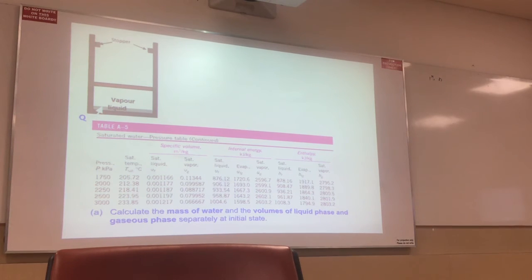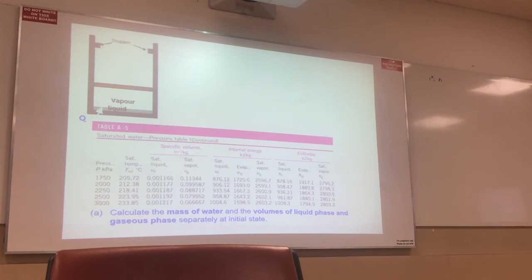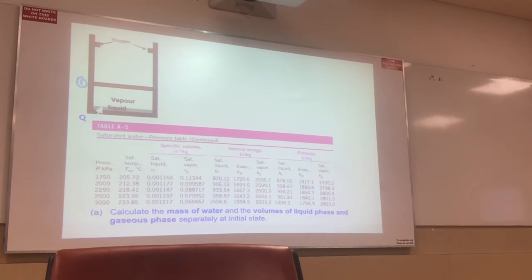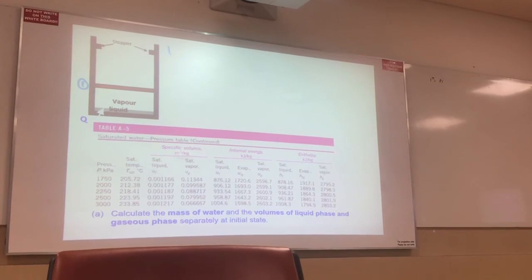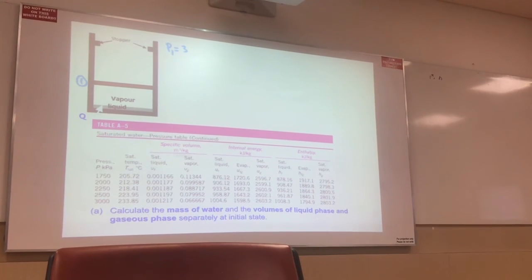In the first question, you can see this is state 1. I am talking about state 1. I write here 1, state 1. In state 1, what is the pressure? 3 megapascal. I write P is equal to 3 megapascal.